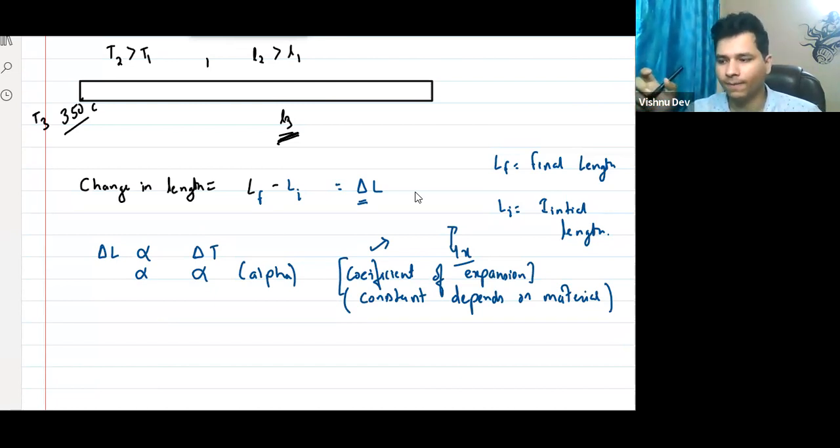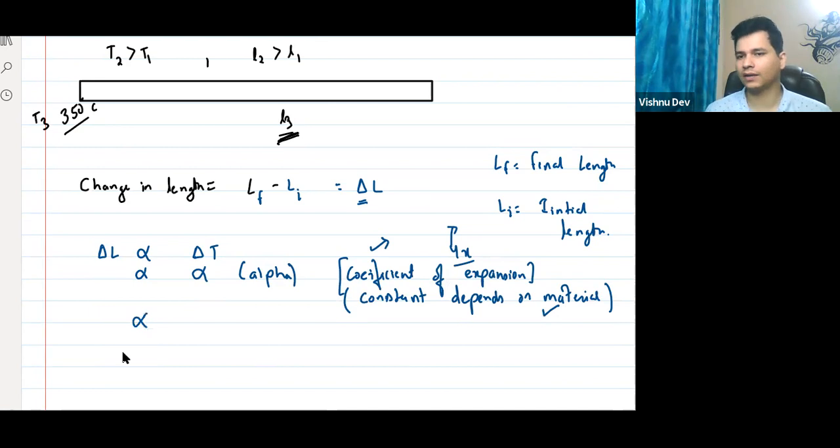Sir, if we use the same metal, like iron, and one is rusted and one is new, then will there also be a difference in expansion? Again, that's a different thing. It might be different, but the difference is very small, so we will consider it almost the same because both are iron only. Okay, so this alpha is the coefficient of expansion. It depends on the material.